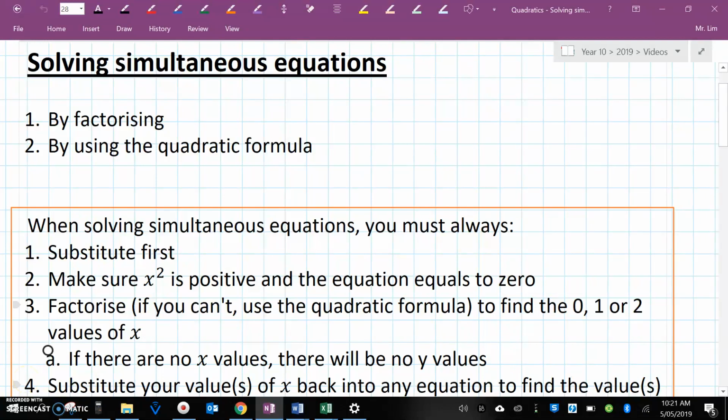Okay, so in this video, we're going to be looking at how to solve simultaneous equations. You can do this using two main methods. The first is factorizing, but if you can't factorize, then use the quadratic formula.